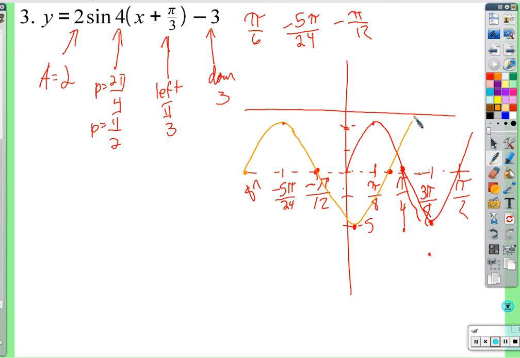I don't understand. It's so hard. Okay, what's so hard about it? Like, I don't know how you did that. Why did you move it over? What is P? What is A? I don't understand.